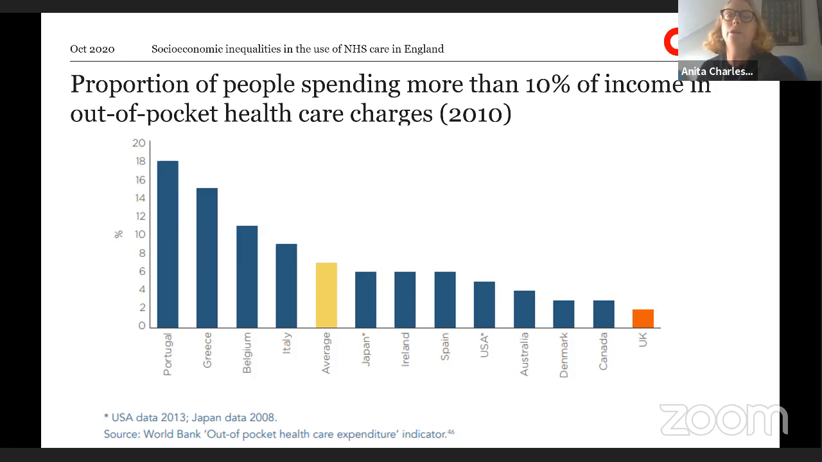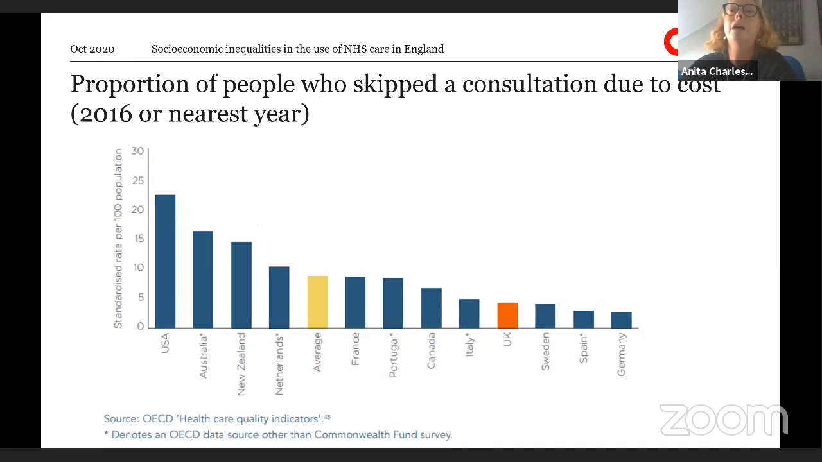So the World Bank collects a series of data on out-of-pocket healthcare expenditure. And as you can see from this, the proportion of people who are spending more than 10% of their income on out-of-pocket healthcare charges in the UK is very low. And much lower than many other countries in Europe as well, where you might not think of that.